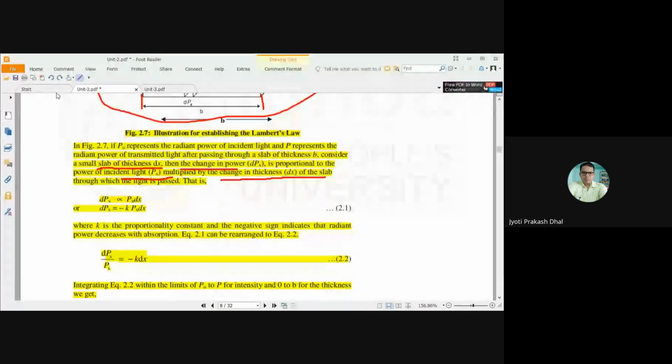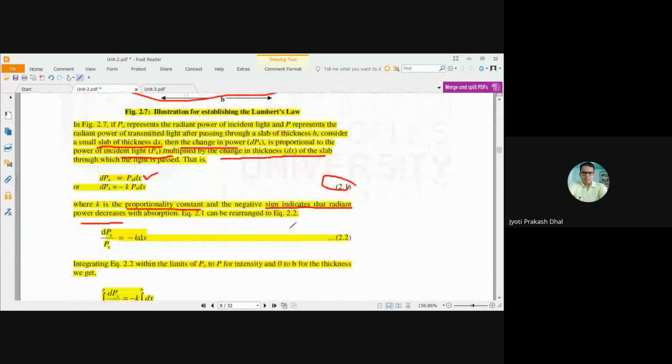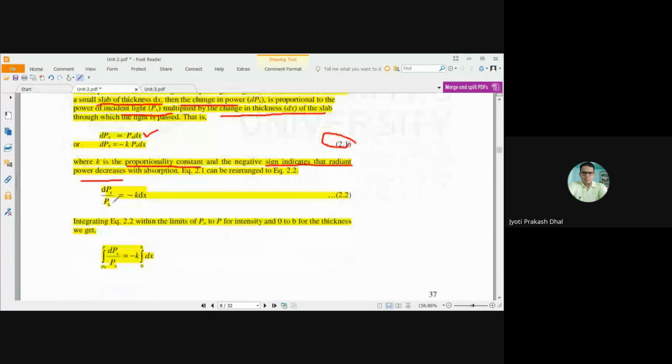According to this law, dPx is directly proportional to Px into dx, or dPx equals some constant, minus k, into Px dx. Why is there a minus? Because there is a decrease in intensity. Here k is the proportionality constant and the negative sign indicates that the radiant power decreases. That means there is a decrease in intensity. And this equation 2.1 can be rearranged to dPx by Px equals minus k dx.